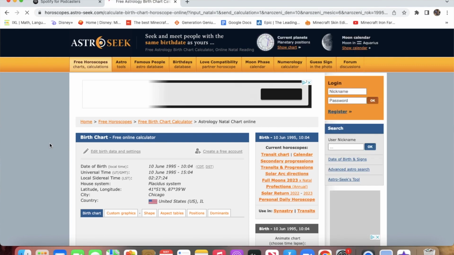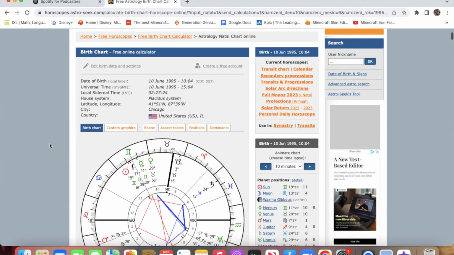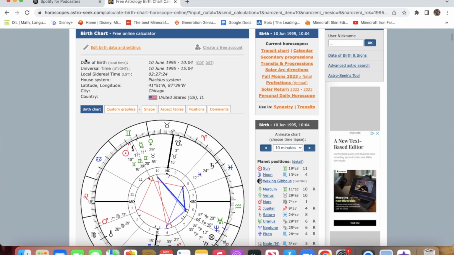All right. So here we are. We've got our birth chart calculated. So double check your information. The date of birth, make sure you were born the 10th of June, 1995 at 10:04 Central Time. There's local time. We're using the Placidus house system, latitude, longitude, city.